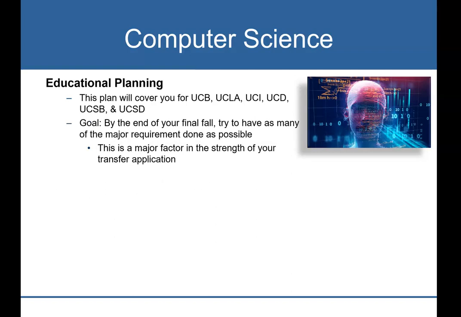Now, this plan is, again, primarily looking at transfer to the UC system, Berkeley, LA, Davis, Irvine, the list of universities you're seeing here. One of the goals is that by the end of your final fall, you try to have as many of the courses for your major done as possible. Again, business and econ, it's really easy to plan to have everything done by the final fall. Computer science, architecture, engineering, it can be more complicated. But that means that everybody else is probably going to be in the same position and situation as you. That being said, you still want to work to have as much of the math done, physics done, and computer science courses done by the end of your final fall.